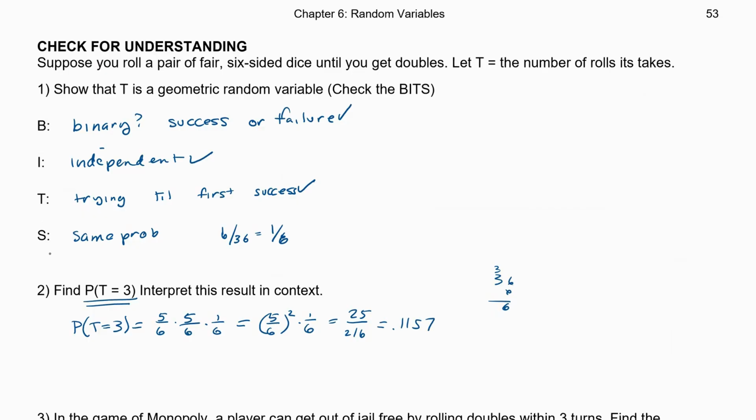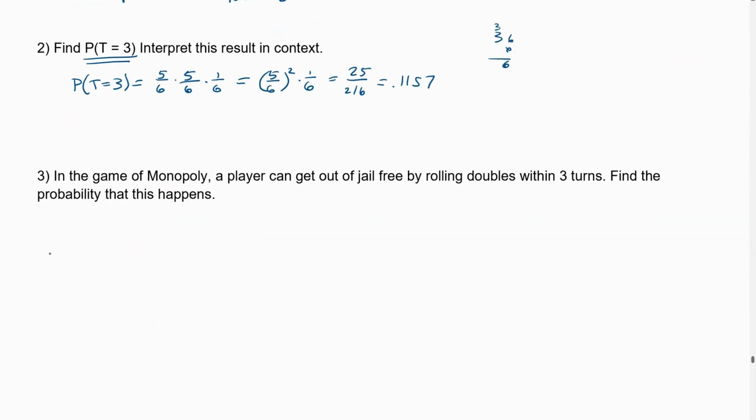0.1157. All right. In the game of Monopoly, you can get out of jail by rolling doubles within 3 turns. Find the probability that this happens. This problem is not geometric because you either get your doubles, which happens 1/6 of the time, and you're done, or you don't get doubles, 5/6. You get doubles on your second try, or you don't get doubles, 5/6. You get doubles on your third try, or you don't get doubles.